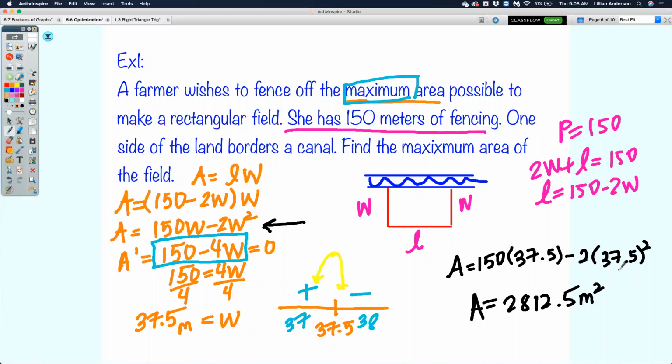And so here's an example of where we can use calculus to find an optimal solution. What this essentially means for this farmer who's trying to enclose a rectangular field is that the width of her field would have to be 37.5 meters, and then her length would be some other value. But the maximum area that she can produce with 100 meters of fencing is 2,812.5 meters squared.